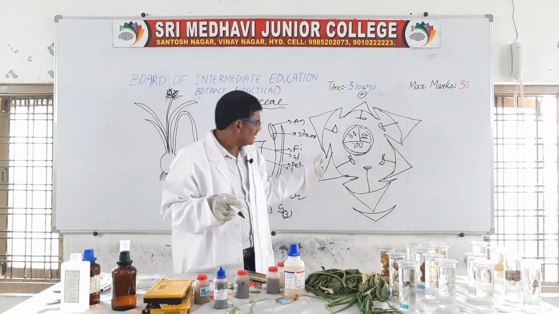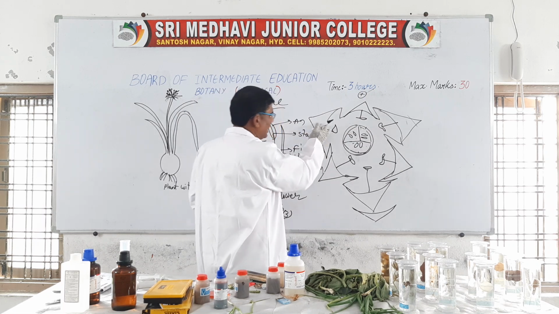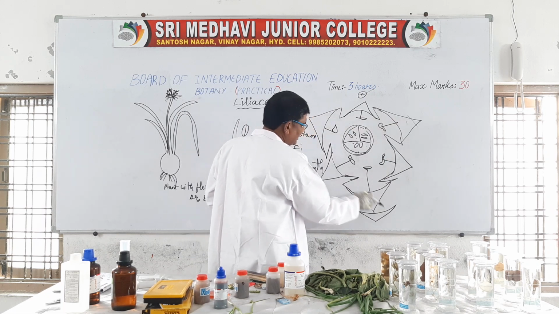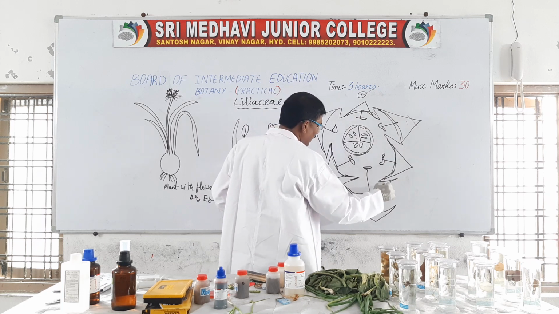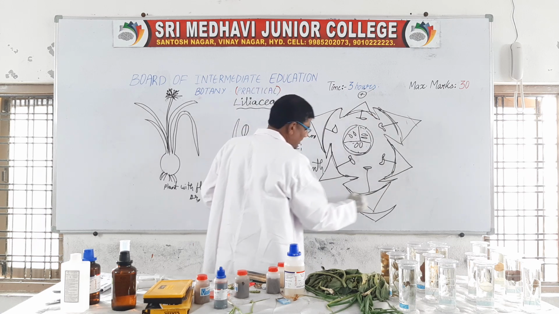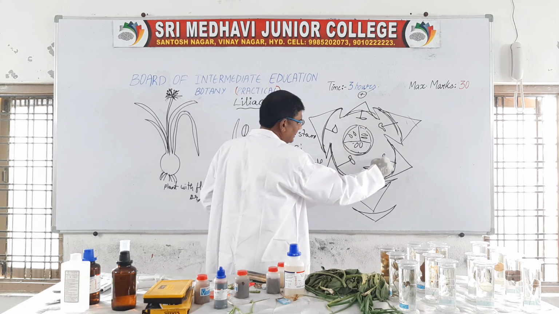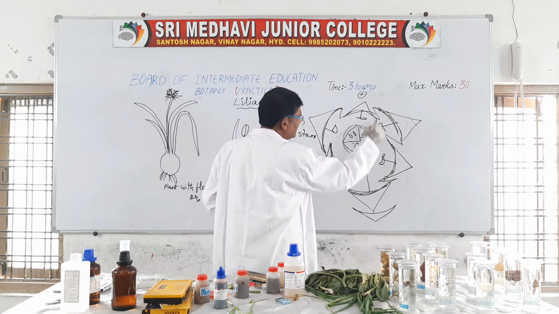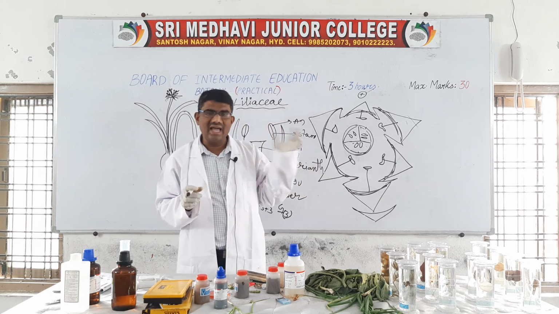Then the perianth: 3 are in the outer whorl, this one, this one and this one. Then 3 are inside: this is inside, this is inside, this is inside. So 3 are outside and 3 are inside. The total 6 perianth are present, arranged in 3 and 3.